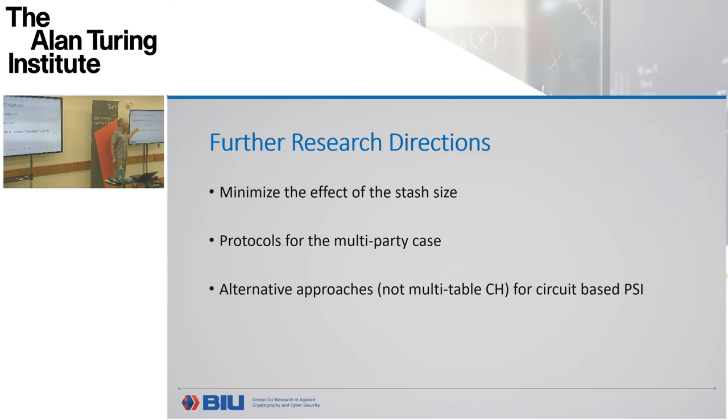Another interesting thing is to do protocols for the multi-party case where you have more than 2 parties, and you want to construct a circuit where you have 3 or 4 or 5 parties and somehow they all map the same item to the same bin, and we started working on that. And also look at alternative approaches without multi-table Cuckoo hashing for doing a circuit-based PSI. And with this I conclude. I can also talk about the proof for the new Cuckoo hashing, but it's quite technical. So, thanks.